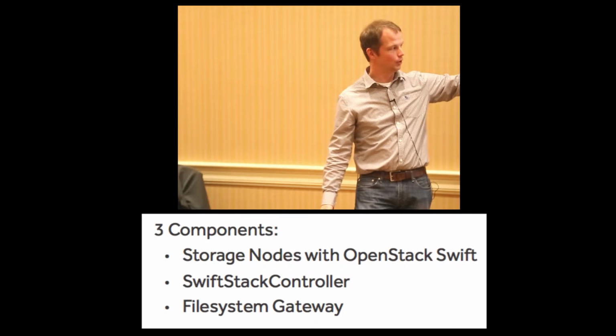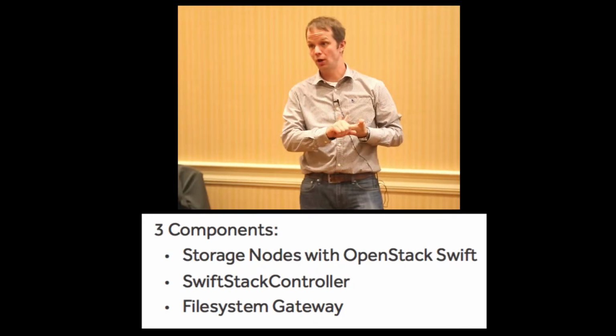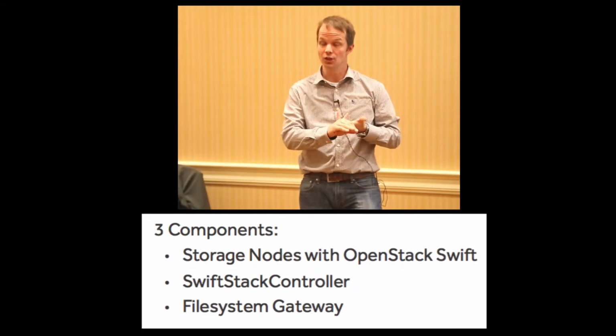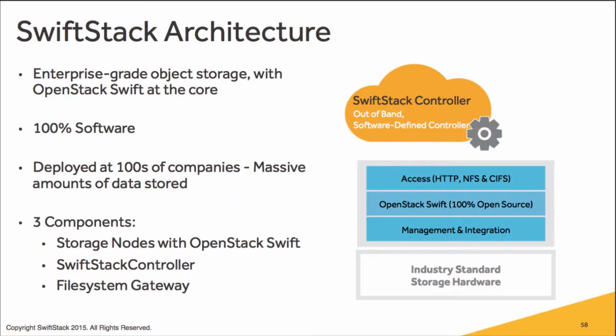SwiftStack is really three components. So storage nodes running OpenStack Swift and some SwiftStack monitoring and managing agents on top of those nodes. We are the SwiftStack controller, and SwiftStack also has a file system gateway. If you have legacy applications that only speak CIFS or NFS, spin up 1 or 2 or 3 gateways as ingest points into your cluster, and you can access your objects that way.